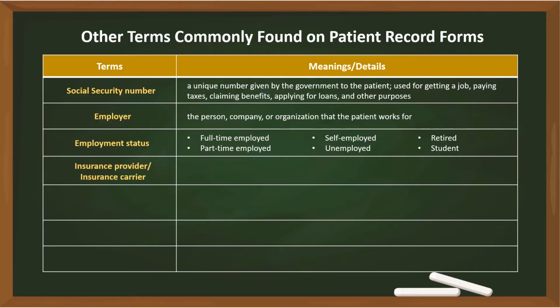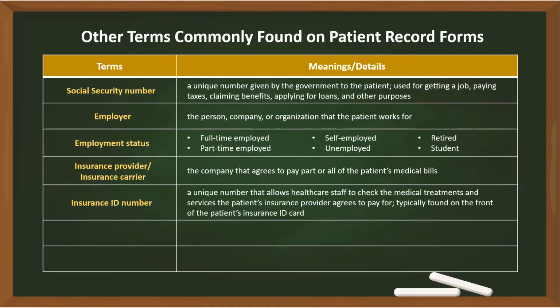Insurance provider, or insurance carrier, is the company that agrees to pay part or all of the patient's medical bills. The patient's insurance ID number is a unique number that allows healthcare staff to check the medical treatments and services the patient's insurance provider agrees to pay for. This number is typically found on the front of the patient's insurance ID card.